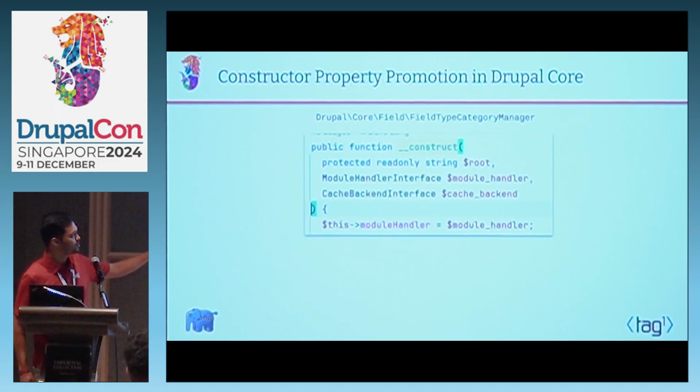You can see the first parameter passed to the constructor is root, and then there's protected, read-only string, a read-only part, the type of the variable, and the name of the variable. So the root variable here gets promoted to the class level. This is an interesting example because not all arguments passed are promoted. You can see the second argument, which is the module handler, still uses the older version, like the this keyword and then module handler.